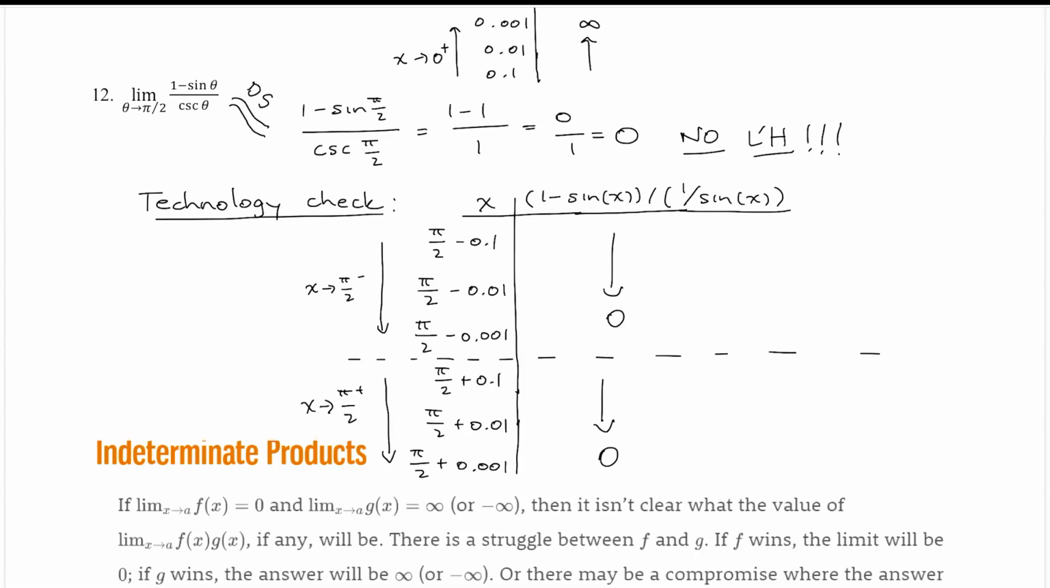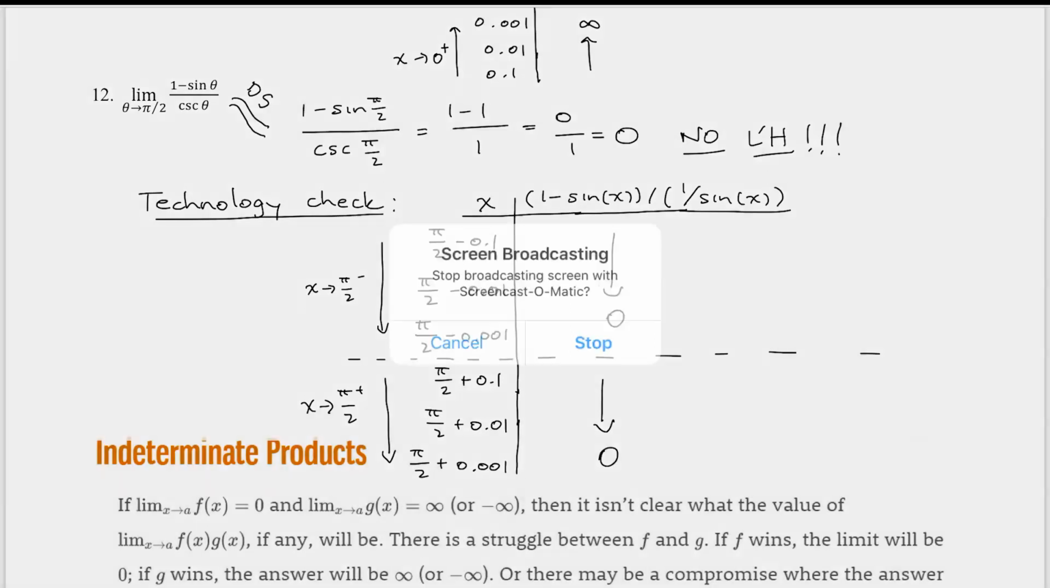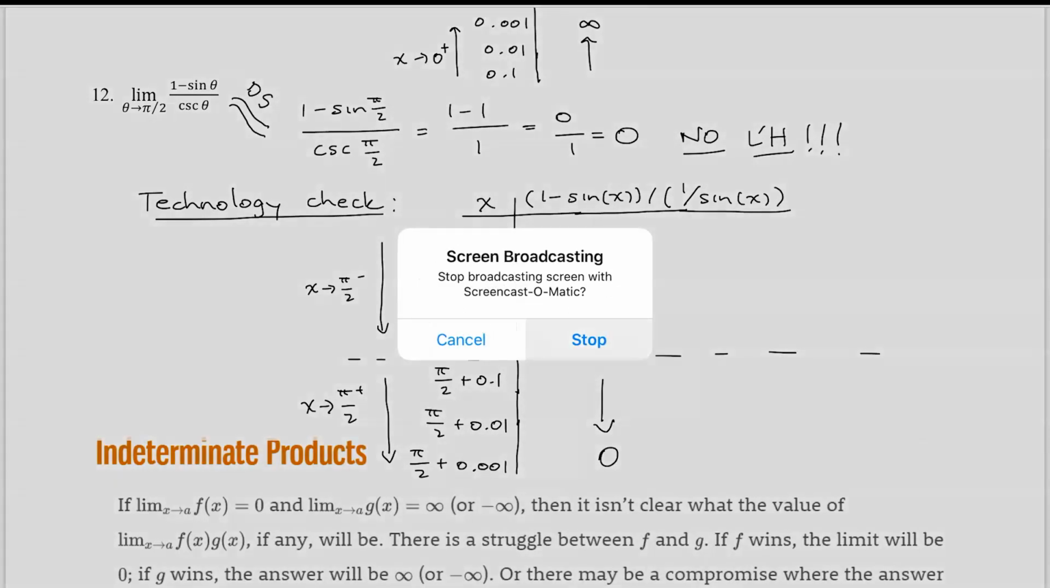And what you should see is the outputs approaching 0 either way. Okay, so we found that this particular limit is 0, and we didn't need L'Hopital's rule to do it. We could just use direct substitution, and it worked just fine.